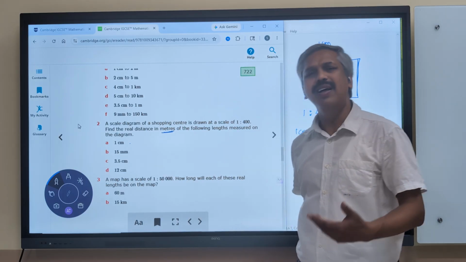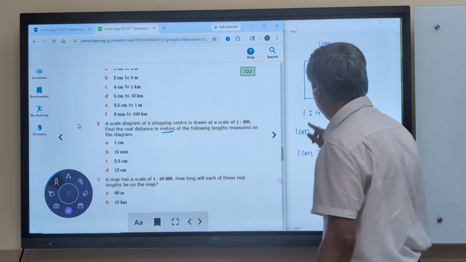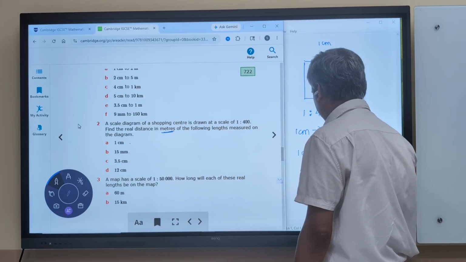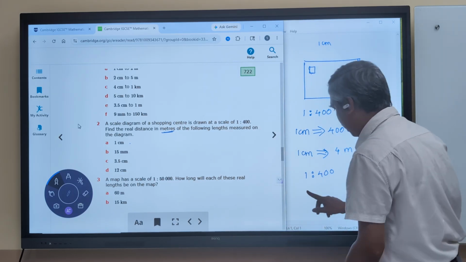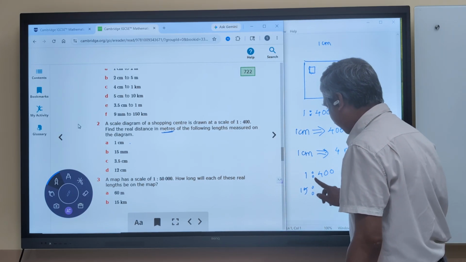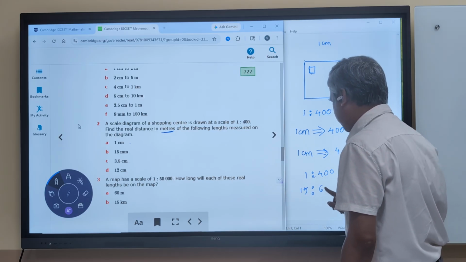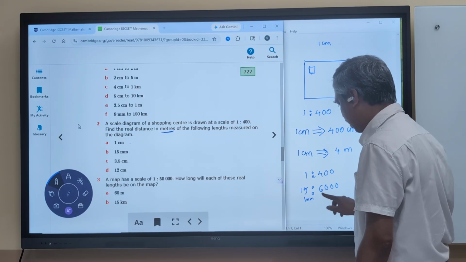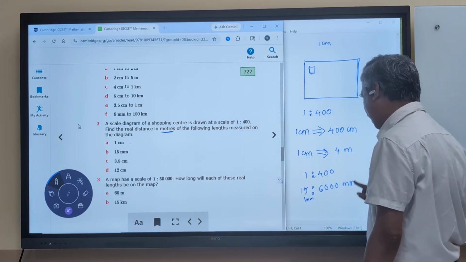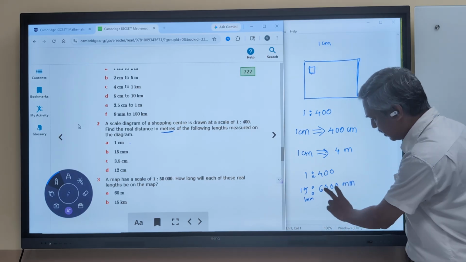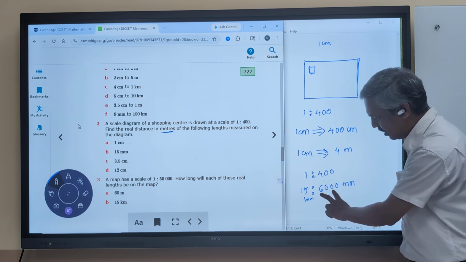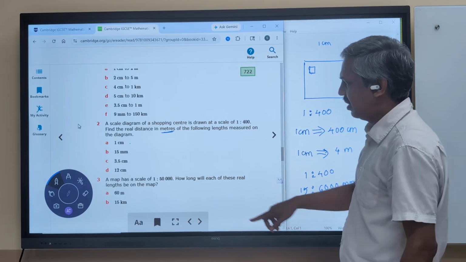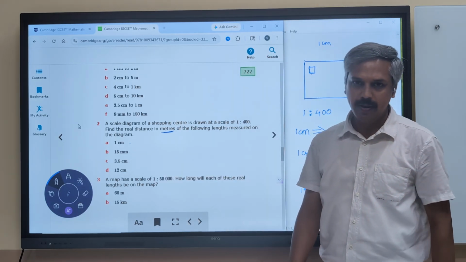Now 15 millimeter, it's very easy. Again, we convert this 1:400. So we multiply this with 15 here, so we get 15 into 400. So this is 6,000, and this is in millimeter. 6,000 millimeter is 600 centimeter. 600 centimeter is 6 meter. So the answer for this is 6 meter.